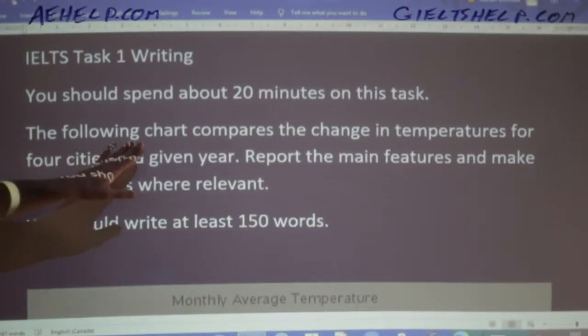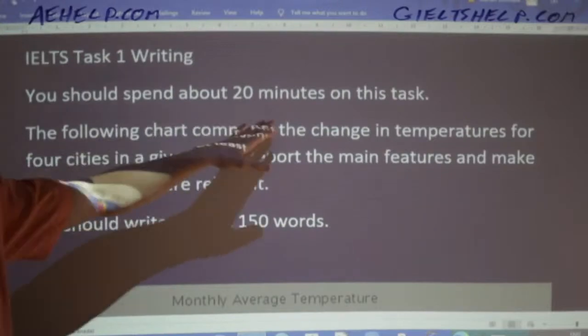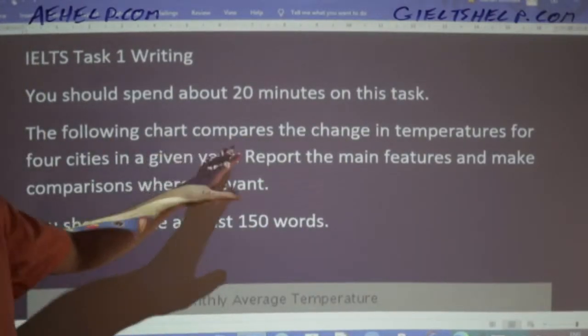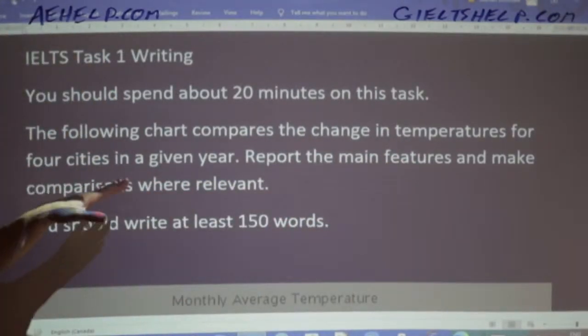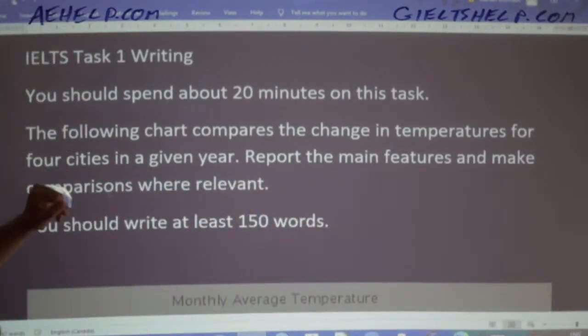The following chart. Oh, well, let's go back here. You should spend about 20 minutes on this task. The following chart compares the change in temperatures for 4 cities in a given year. Okay. Report the main features and make comparisons where relevant.